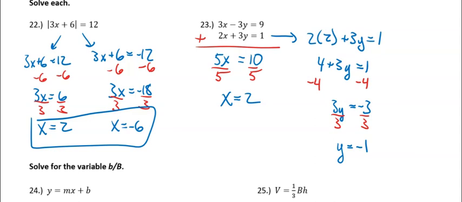And a lot of times when we solve a system of equations like this, we're going to write it as an ordered pair. So I'm going to write it as the ordered pair (2, negative 1). Okay?